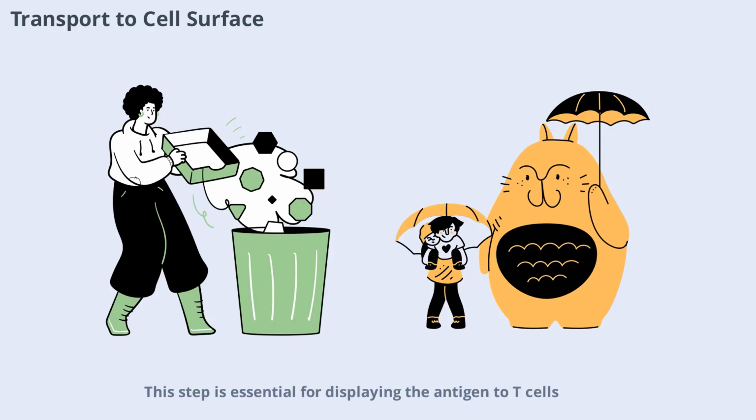This step is essential for displaying the antigen to T cells. The journey involves movement through the cell's internal transport system, ensuring the MHC peptide complex reaches the membrane intact. Once on the surface, the complex is ready to interact with T cells, setting the stage for immune activation.